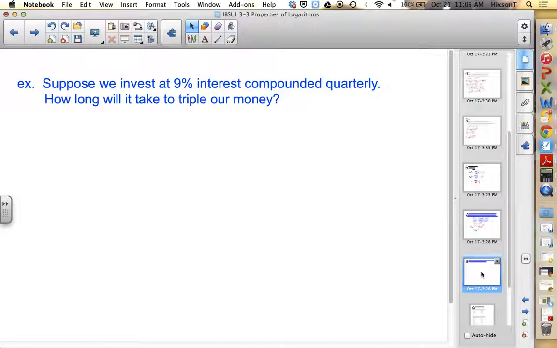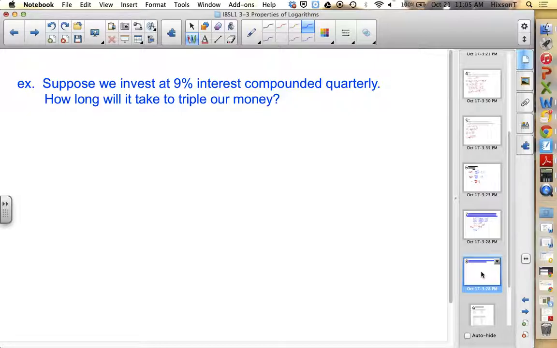This one's a little bit different. Suppose we invest at 9% interest compounded quarterly. How long will it take to triple our money? Can you substitute any number, like 1 for the starting amount and 3 for the end amount? You could do that, yeah, and that's good thinking. We're not told a specific amount, right?